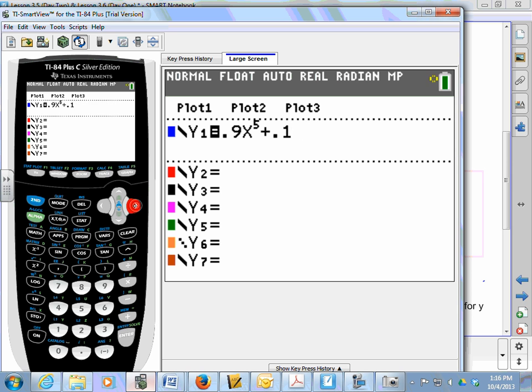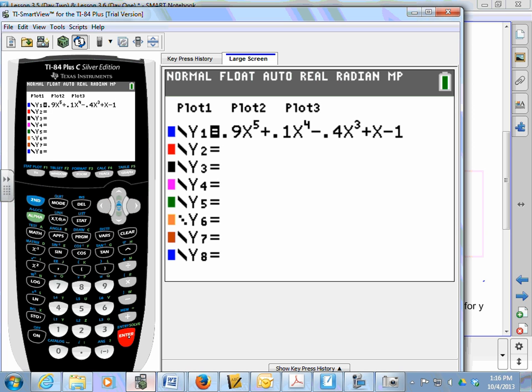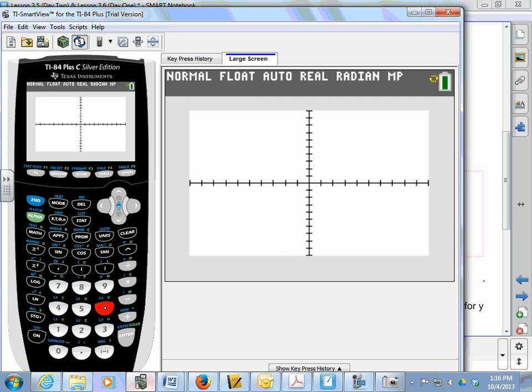Plus 1 and minus 4. Okay, so if I graph this, wasn't it just 0.4? Why did I write 0.04? I don't know. Okay, so there's the function.